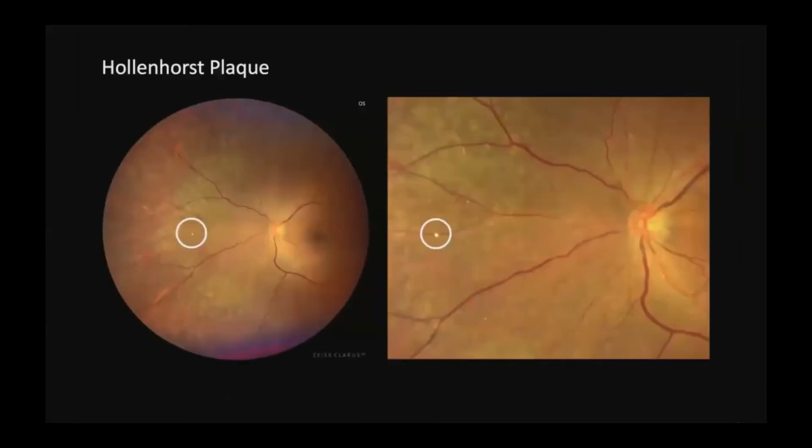This is an example of a Hollenhorst plaque that you can see here, this refractile body embedded within one of the arterioles. About 75% of these can be asymptomatic, but though this is not an emergent referral, these patients should be referred for a workup, as up to 9% can have an ipsilateral carotid stenosis.